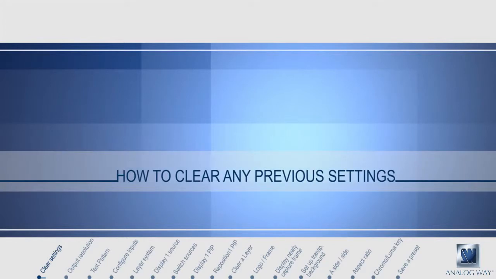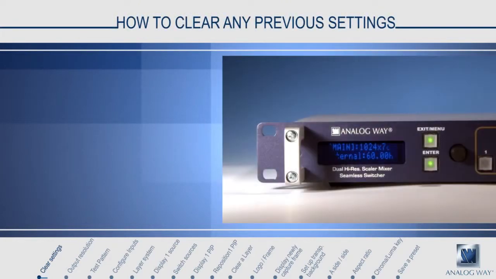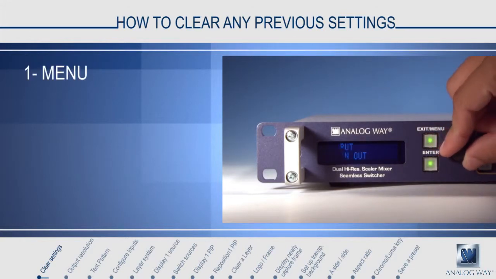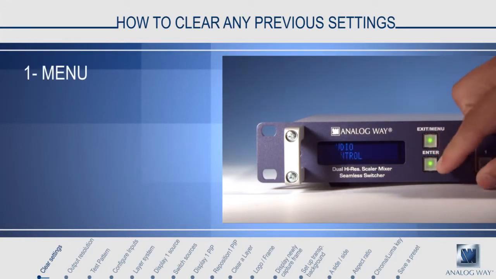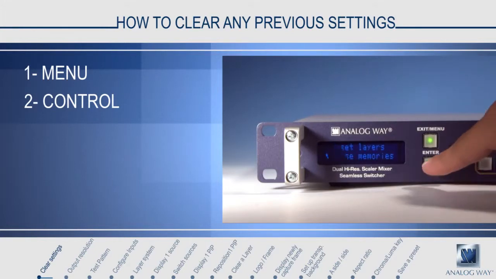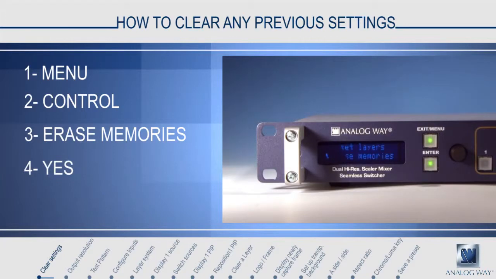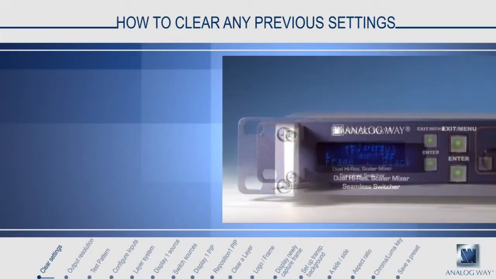How to clear any previous settings. To begin, you may wish to clear any settings entered by a previous operator. Press the Menu button to enter the menu, and use the Control knob to scroll down to the Control menu. Scroll down in the Control menu, and select Erase Memories. Press Yes to confirm, and all image memory information will be erased.